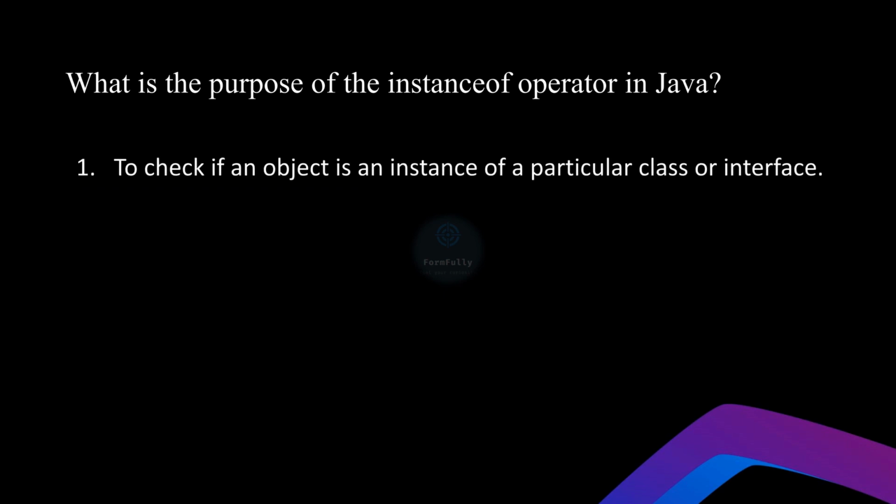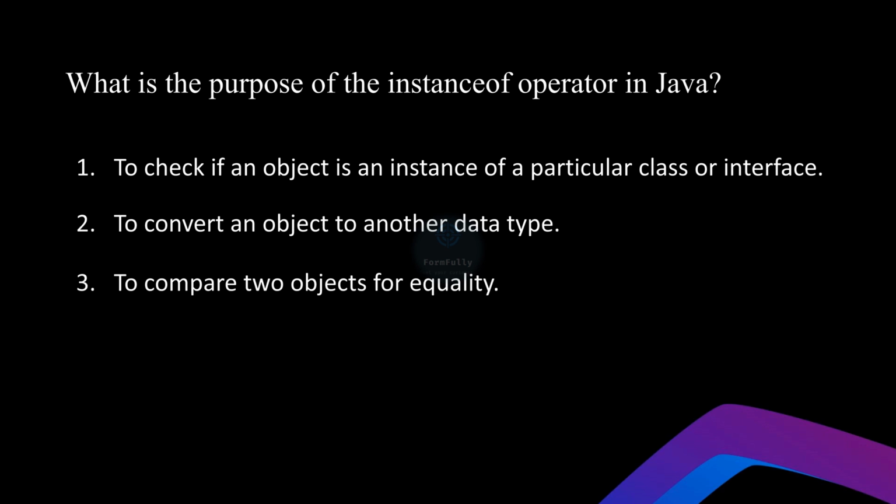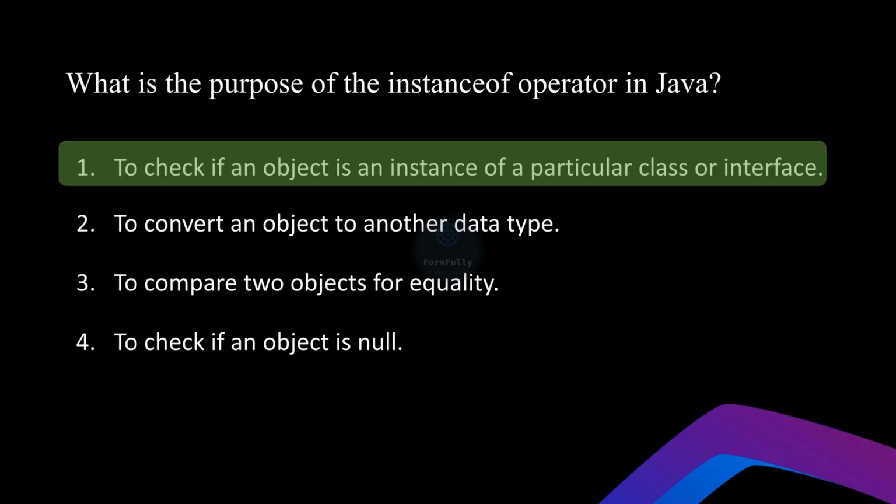To check if an object is an instance of a particular class or interface, to convert an object to another data type, to compare two objects for equality, to check if an object is null. The instanceof operator in Java is used to determine whether an object is an instance of a particular class, subclass, or interface. It is used for type checking and helps ensure that you are working with the correct type of object before performing certain operations.